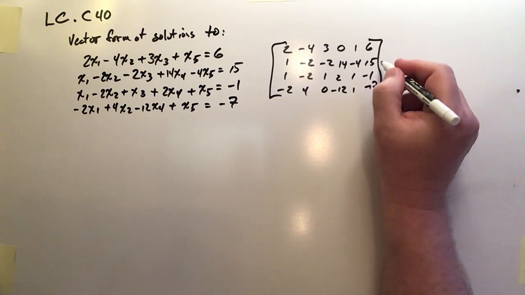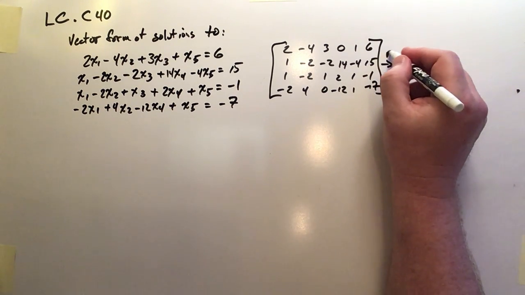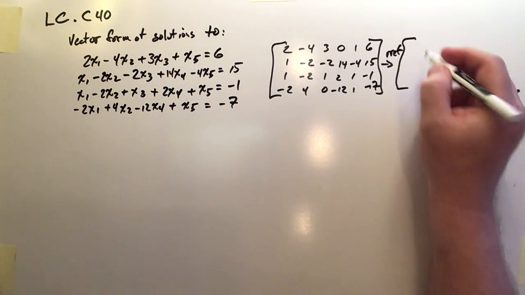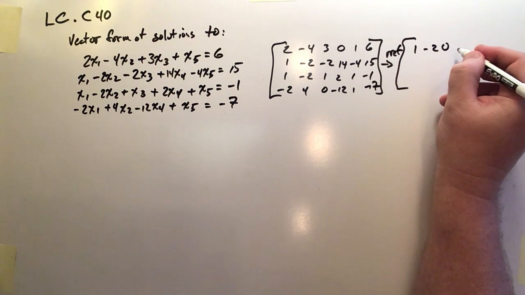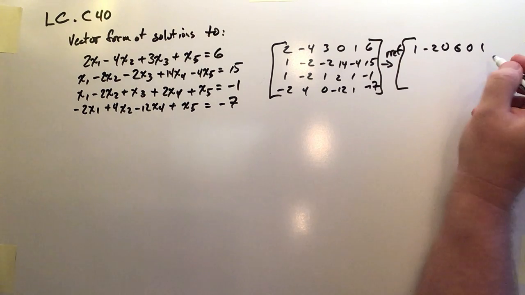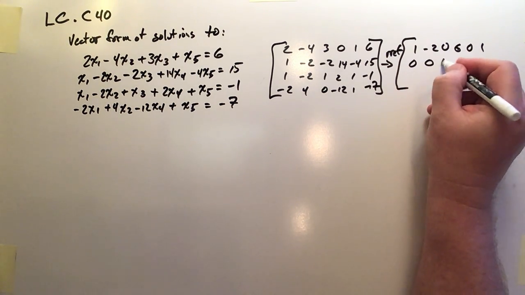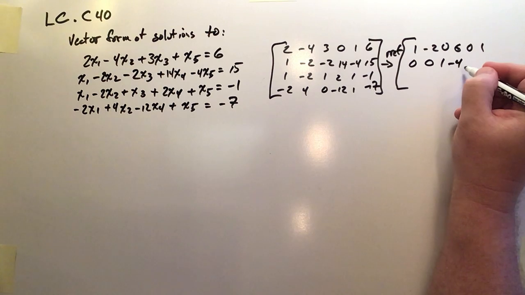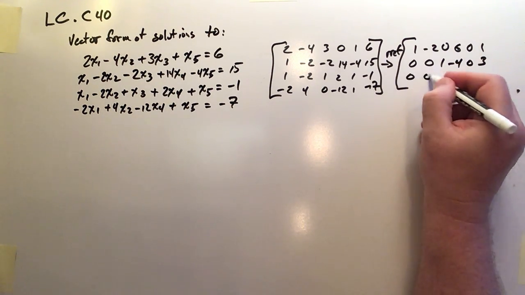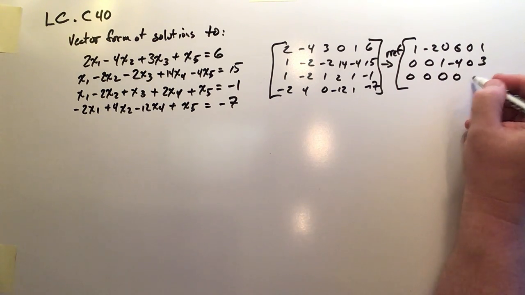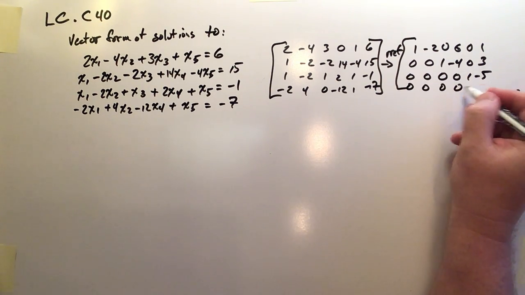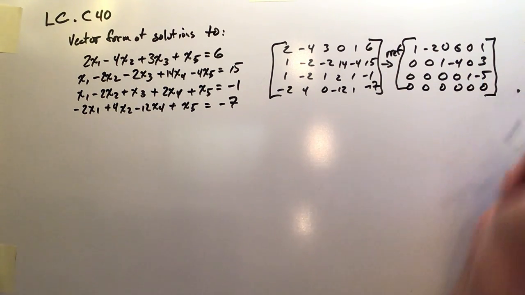Okay, and when we put this into RREF, this is what we get. The reduced row echelon form is 1, -2, 0, 6, 0, 1. Row 2 is 0, 0, 1, -4, 0, 3. The third row is 0, 0, 0, 0, 1, -5, and the last row is all zeros. So that's the RREF for it.